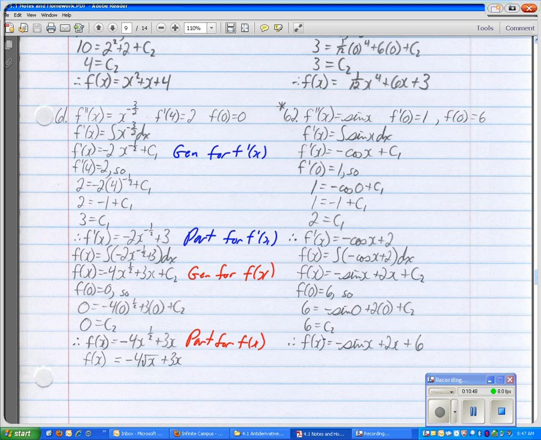All right, then we do 62 the same way. It's just that it's got a trig function in it. So I'm going to go a little faster through this one. Well, maybe I will. We'll start with the second derivative. We start with this and this as our conditions. So the antiderivative of the second derivative is the first derivative. Then we've got to figure out the antiderivative on the other side.